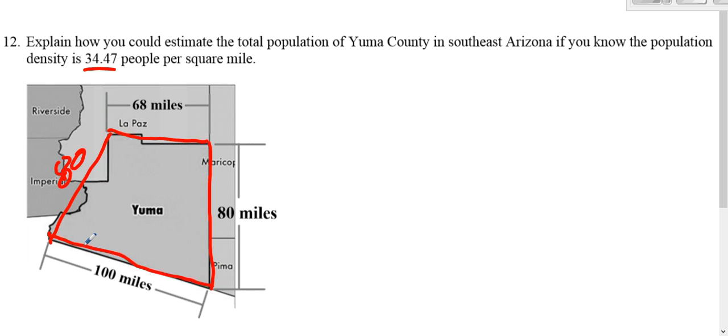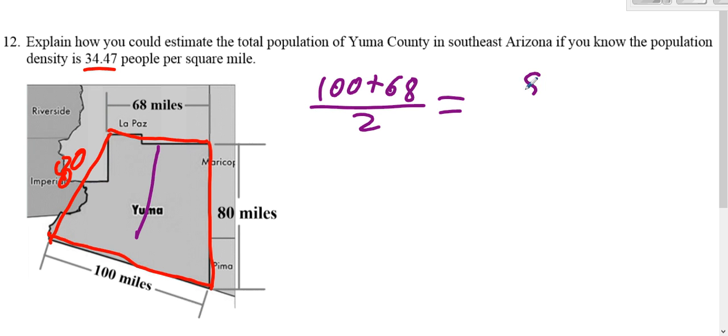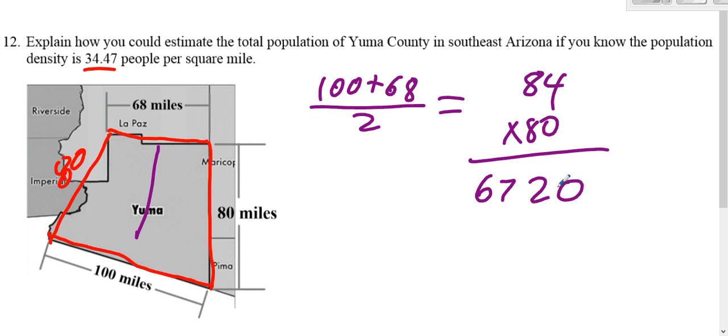So 100 miles, 68 miles, we are going to average those two. So average those two sides, you get about 84. And if we're using 80 for the height, multiply 84 times 80. 6,720 square miles.